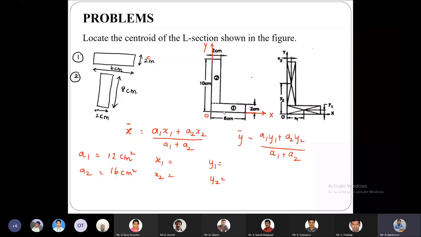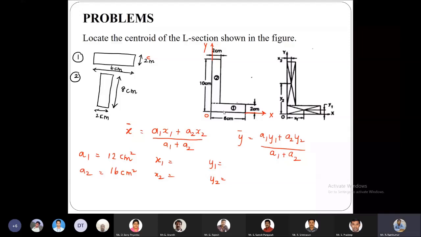So if they are made up of the same material, then the value of rho will be the same. So let's not bother about G, because G will get cancelled automatically. So we get x bar is equal to V1 x1 plus V2 x2, etc., up to Vn xn, everything divided by V1 plus V2, etc., up to Vn.